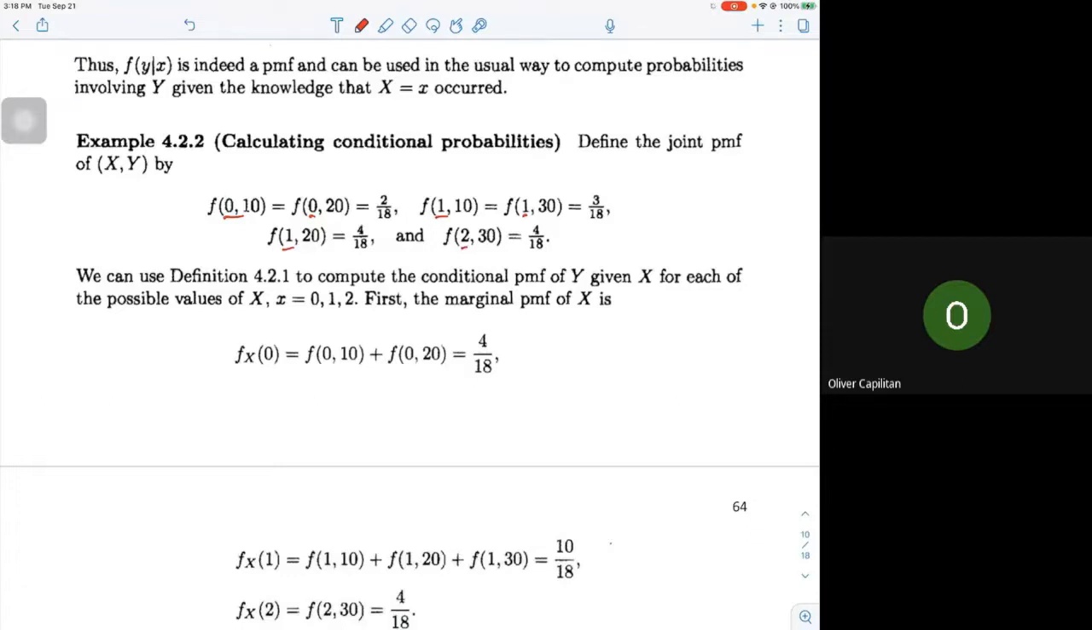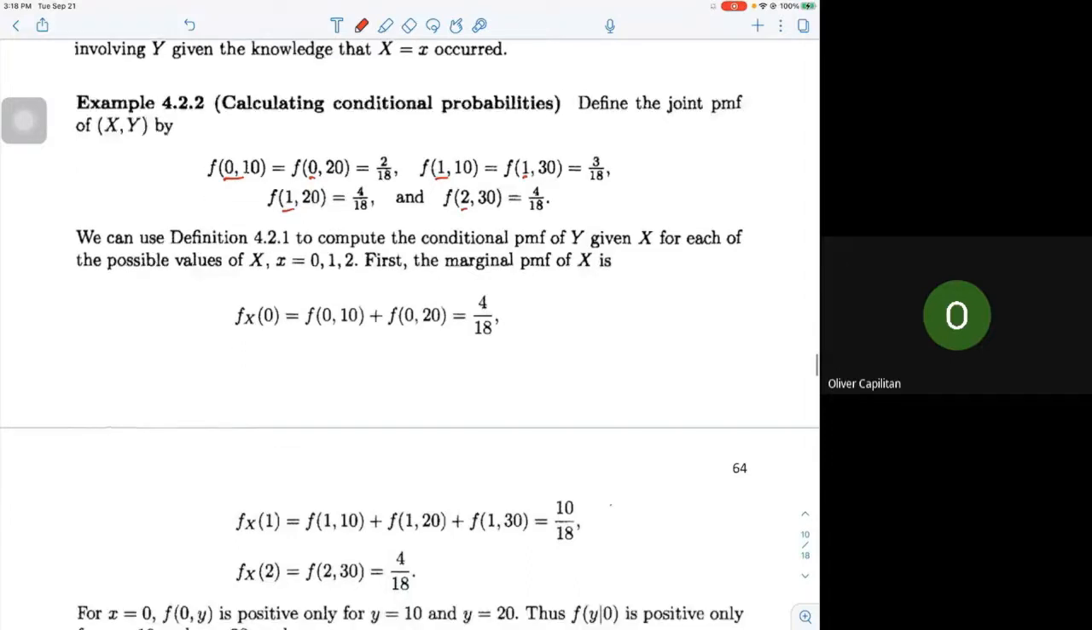Okay, so first we're going to compute the marginal PMF of X, say f sub X evaluated at 0. So we're going to fix our x at 0, and then we vary along the y values. So we have this joint PMF, f of (0,10), and then f of (0,20). So this is actually equal to 2 over 18, and this is also equal to 2 over 18. So the sum is equal to 4 over 18.